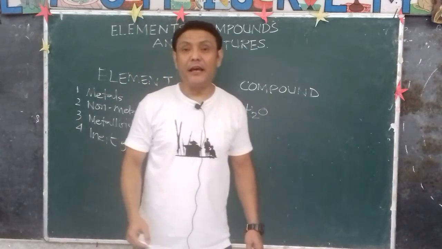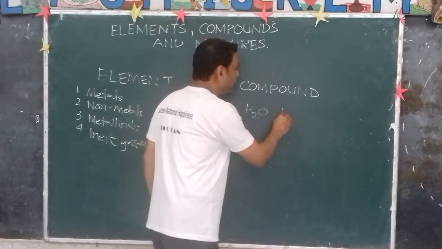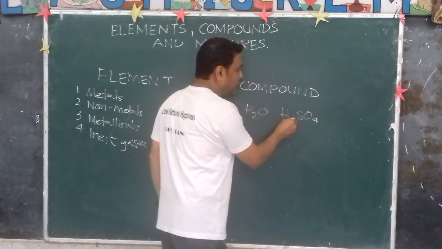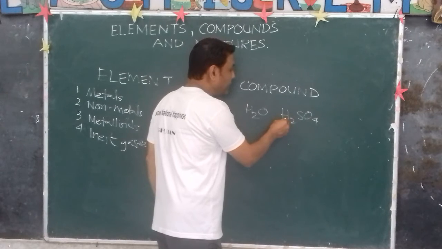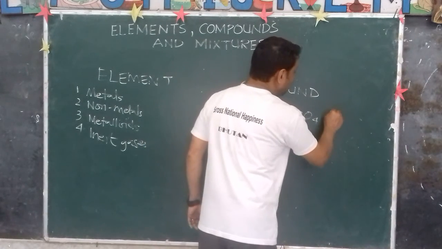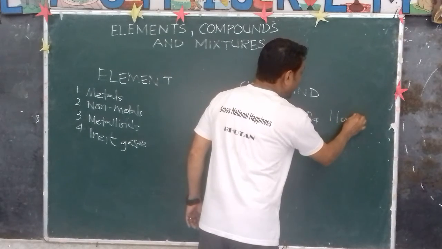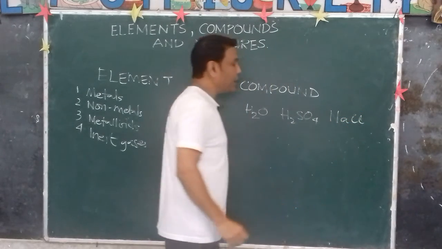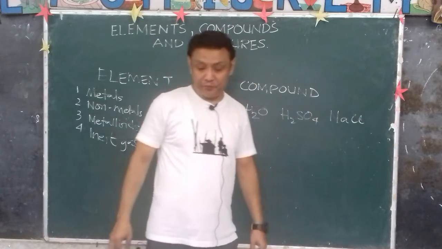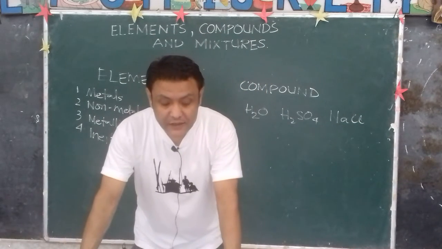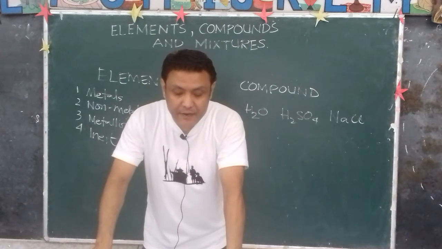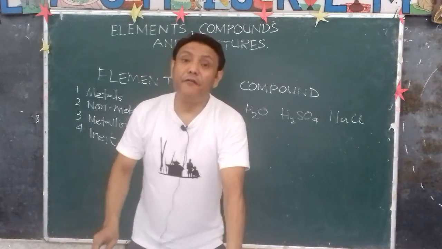Similarly, there are other compounds like sulfuric acid, H2SO4, made up of hydrogen, sulfur and oxygen, all non-metals. The common salt made up of sodium and chlorine. Sodium chloride, NaCl, a metal and a non-metal. So, the property number 2, a compound is always made up of same elements combined in a fixed proportion.